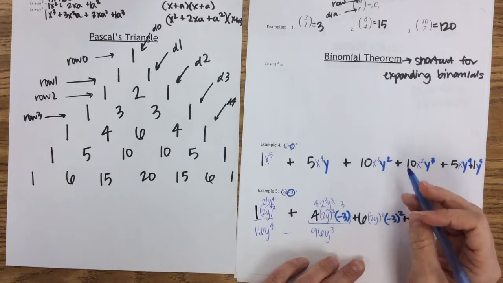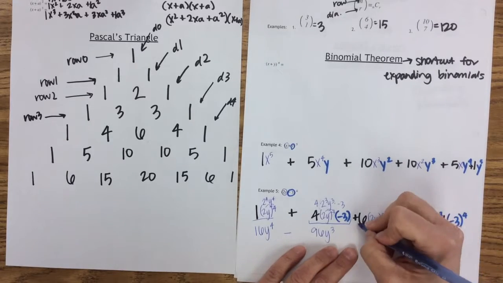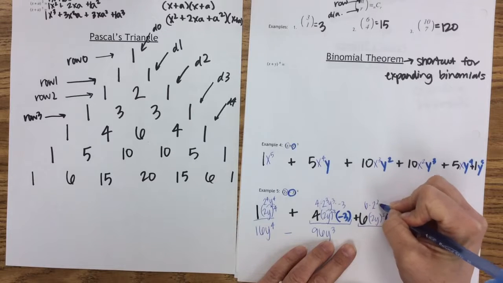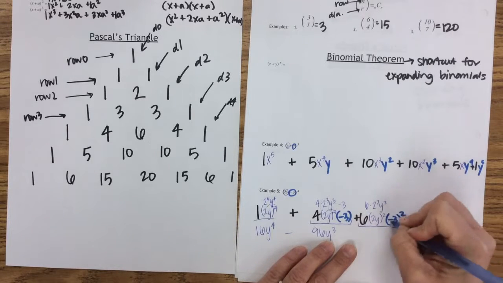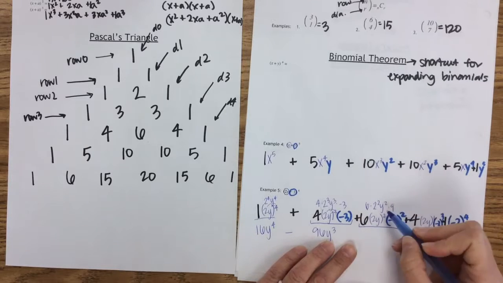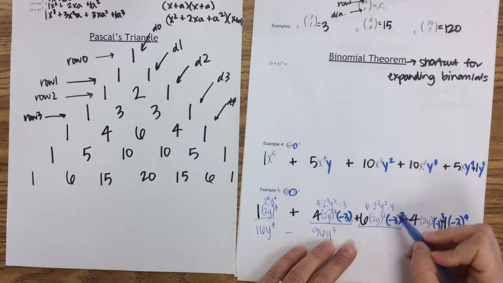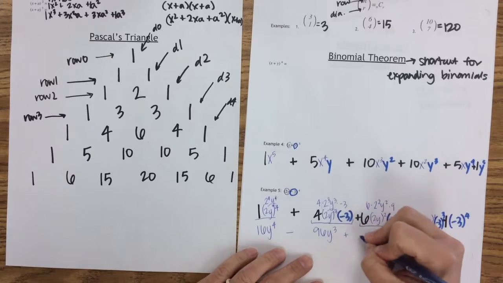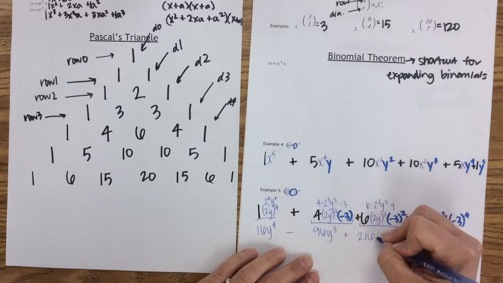This one's got about the same. So I'm looking here, I have a 6, I have a 2 squared y squared, and I have a -3 squared, which is 9. So I have 6 times 2 squared, which is 4 times 9. So I have 216, and I have a y squared.